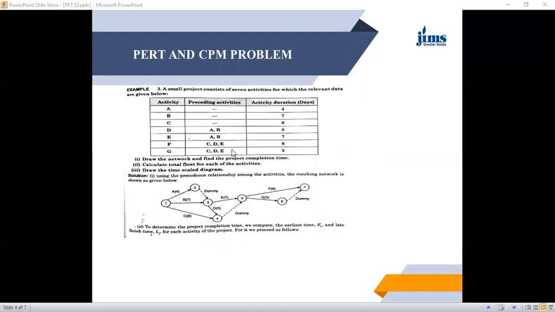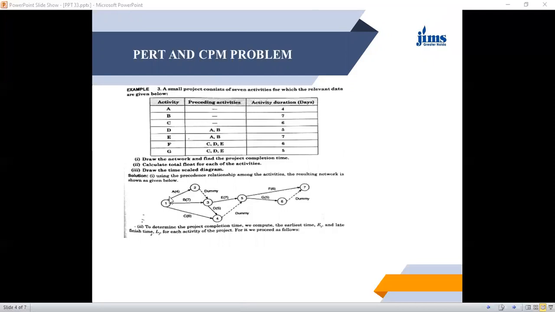So the problem is number 1, we have to draw the network and find the project completion time. We have also to calculate total float for each activity and then the time scale diagram. So using the precedence relationship among the activities, the resulting network is shown here. So try to understand the network.